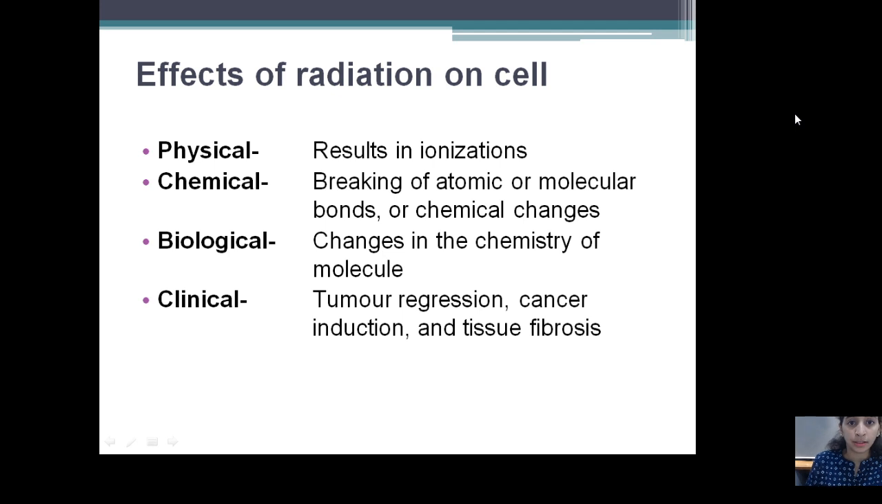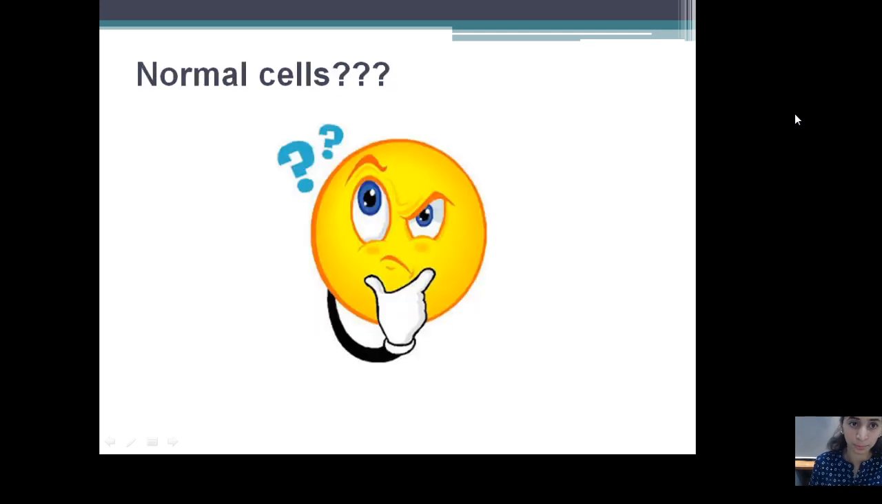Then the effects of radiation on the cell. It affects the cell in many ways. Physically, it results in ionization. Chemically, it results in breaking of atoms or molecular bonds or chemical changes. Biologically, there is a change in the chemistry of the molecule. And clinically, there will be tumor regression, cancer induction, and tissue fibrosis.